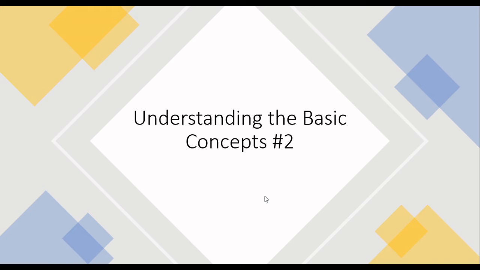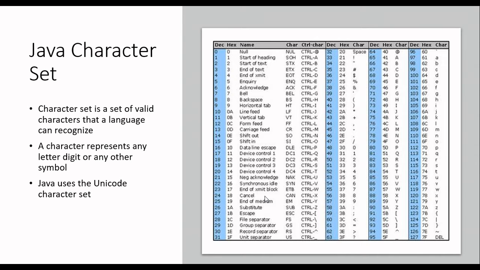Today, we'll be understanding the basic concepts of Java. So let's start with Java character set. So what is a character set? Character set is a set of valid characters that a language can recognize. Characters are something like letters A, B, C, D, or numbers like 1, 2, 3, even symbols and arithmetic symbols like plus, minus, slash, etc.